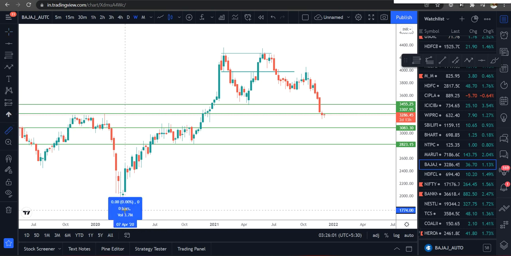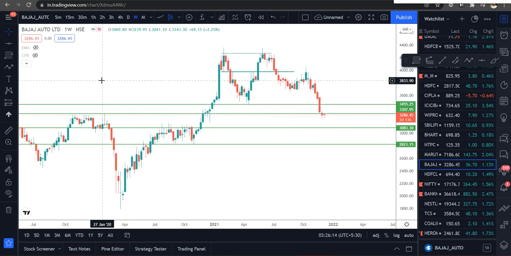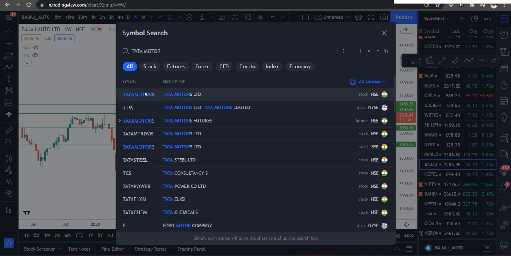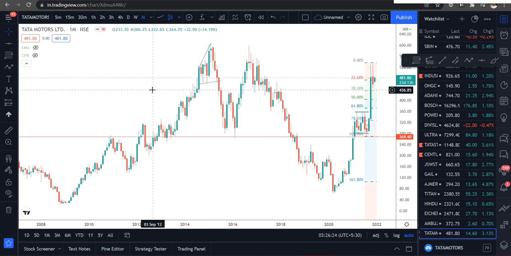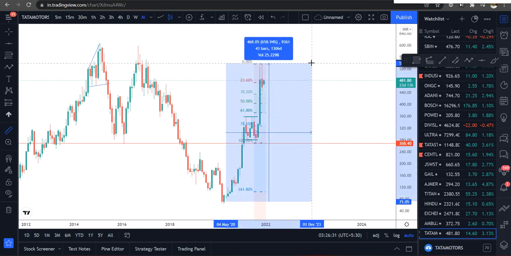See this, of course 2020 we can't compare with any of the bull runs that happened previously, but still, if you see, this has given 146 percent, that is Bajaj Auto. There are other stocks, I think Tata Motors has given 300 plus percent or something. Let me check it. Let me take the scale and see. See, it gives 60 percent. It is really bad, right?